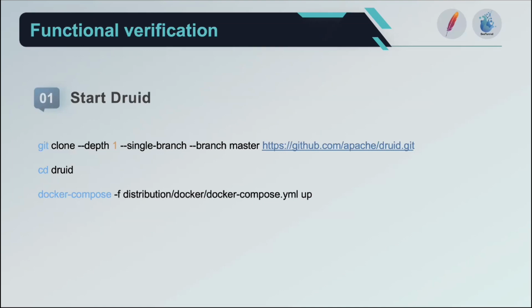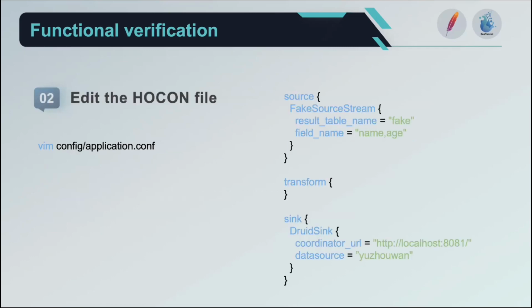First step, we can use Docker Compose to quickly start a Druid service by the following commands. And the next step, we need to update the config file, which is named application.conf under the config directory. In this config file, the source part is fake source stream, which will generate records and send them into SeaTunnel.